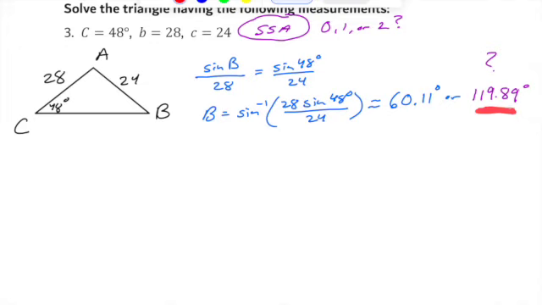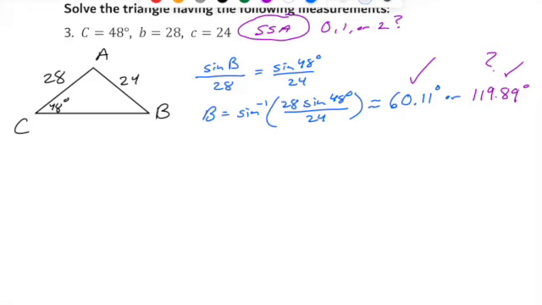Could angle B be 119.89? And just think about 119 degrees along with 48 degrees. If you add those two together, they are still less than 180. So that means this is a viable second solution. That means you have two triangles. You got one because there was a solution, and when you get one, you have to check its supplement. And in this case, it's not too big. So you have two triangles.